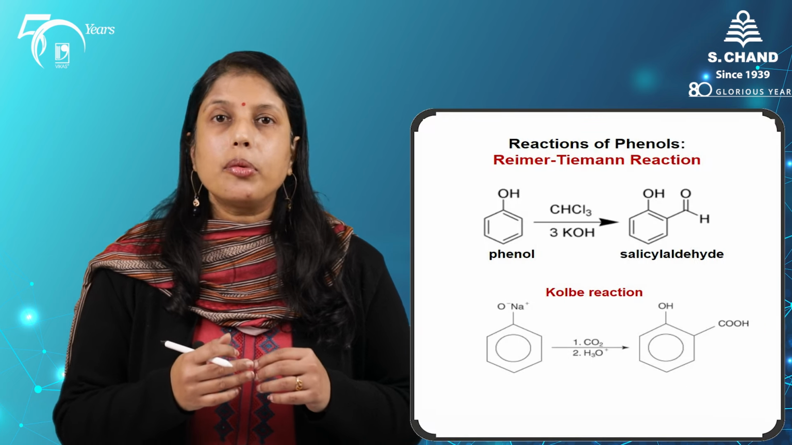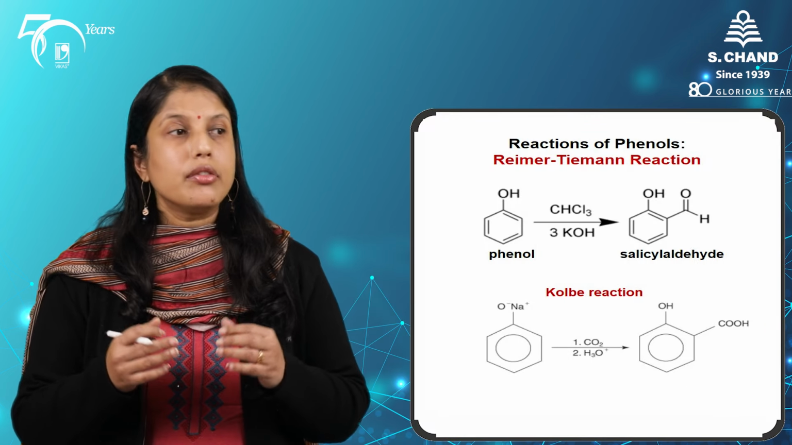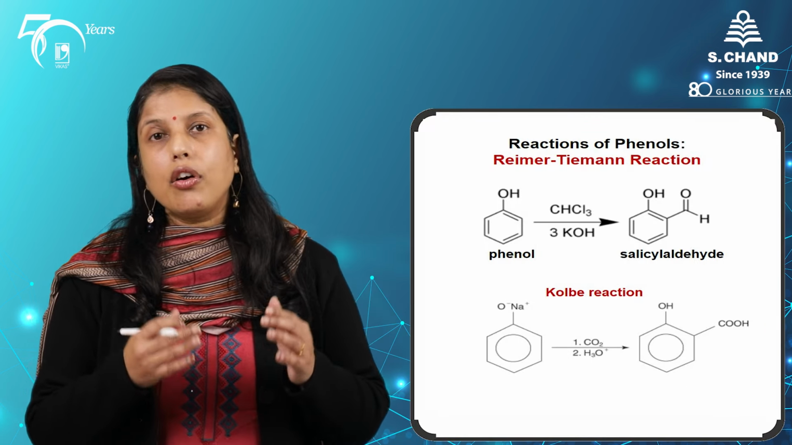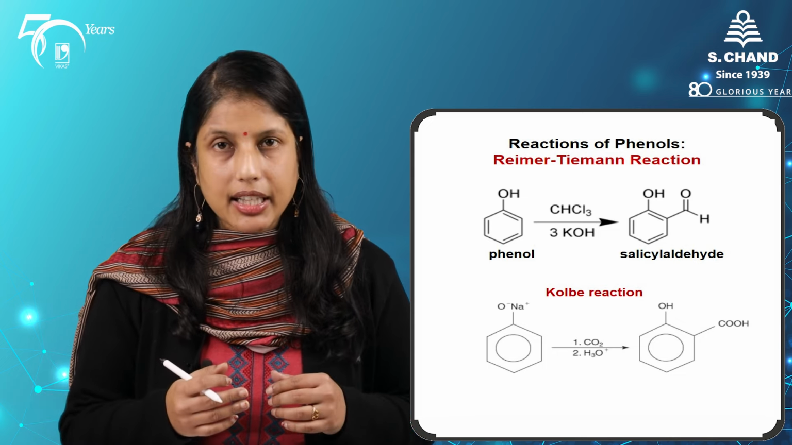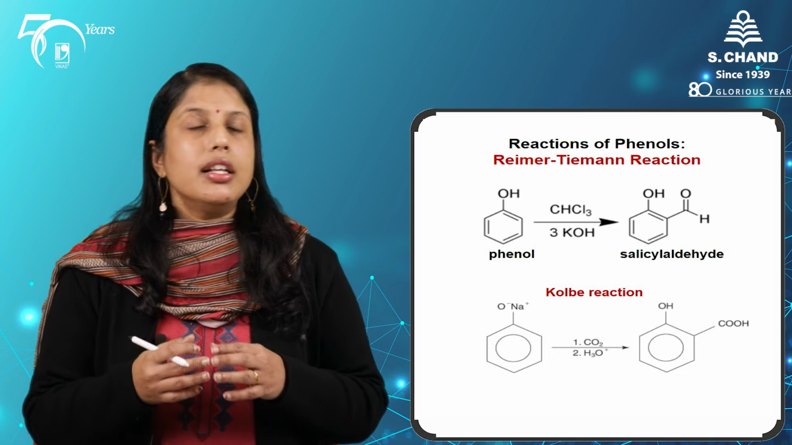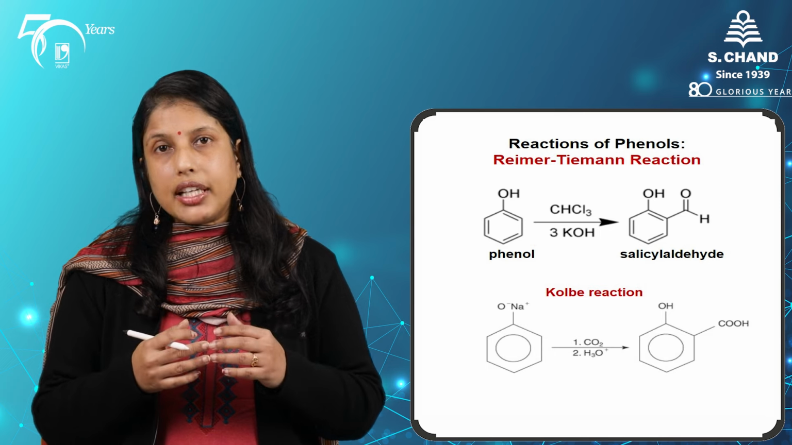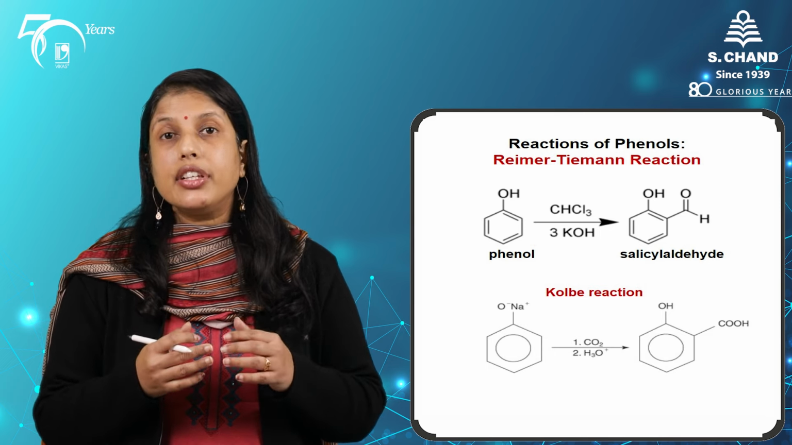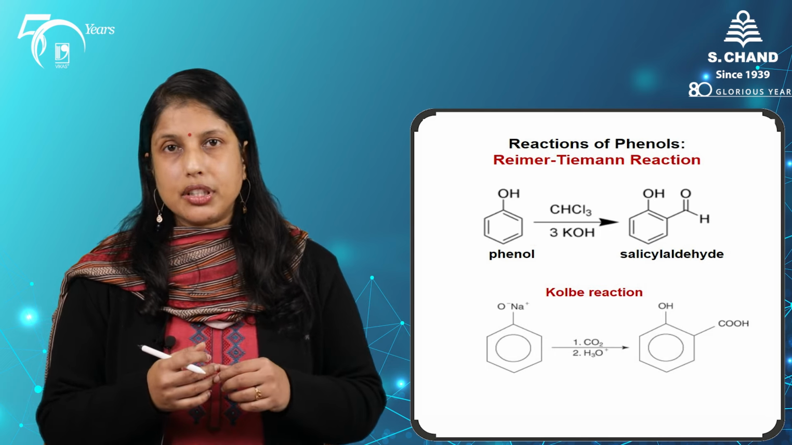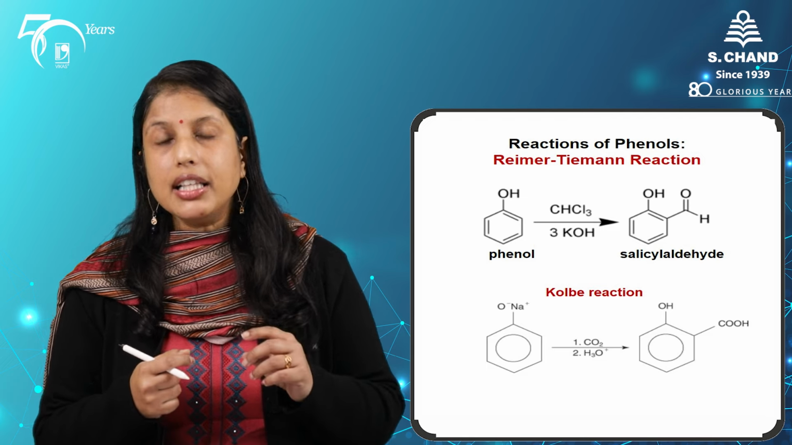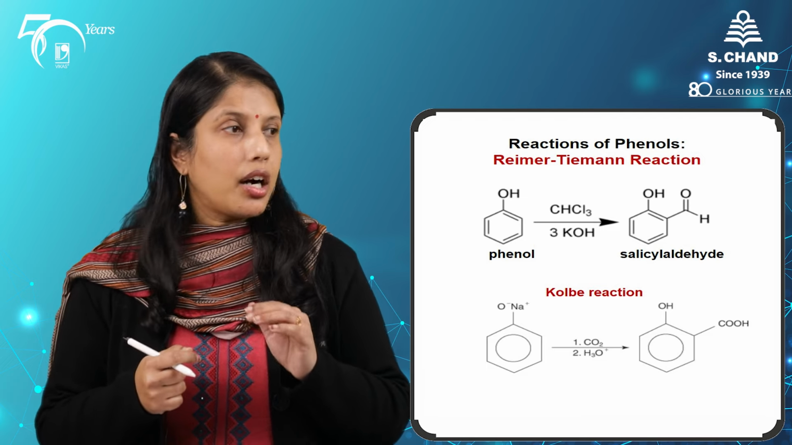Another common named reaction of the phenols is the Reimer-Tiemann reaction. Here what happens, the orthoformylation of phenols will take place and phenol is converted to salicylaldehyde. This reaction is also an example of an electrophilic aromatic substitution, but here our electrophile is our dichlorocarbene.